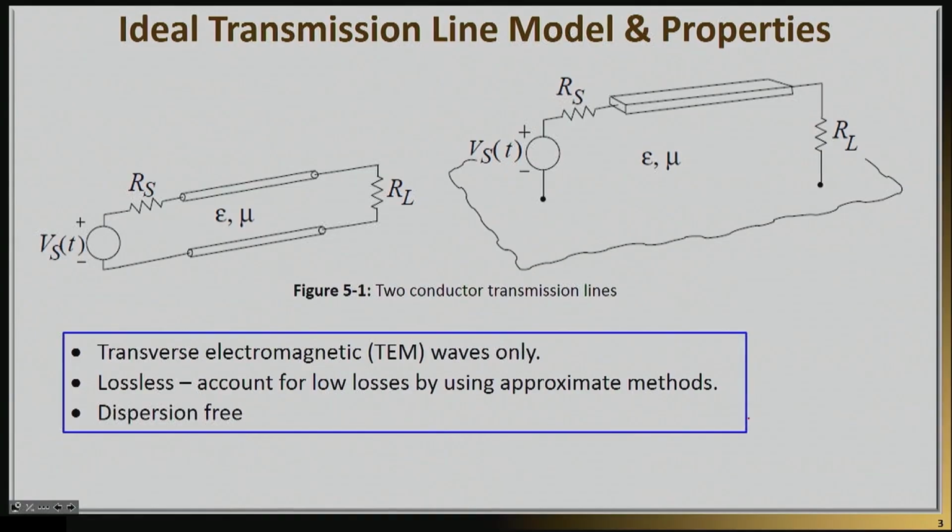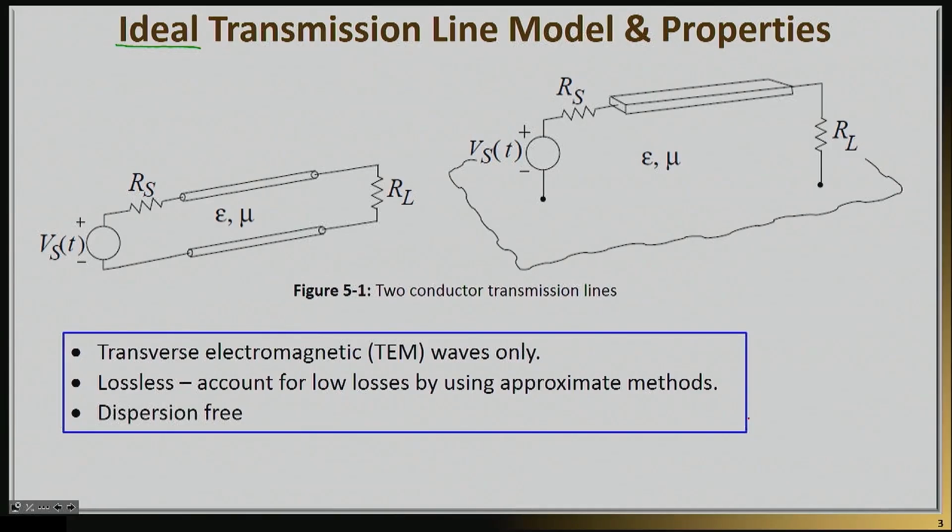And the reason is because we assign a certain number of properties to this transmission line, to the ideal transmission line, that I would like to briefly review because I think it's critical for you to know what these properties are and understand that when you violate one of them, the theory we will learn here may actually not apply.